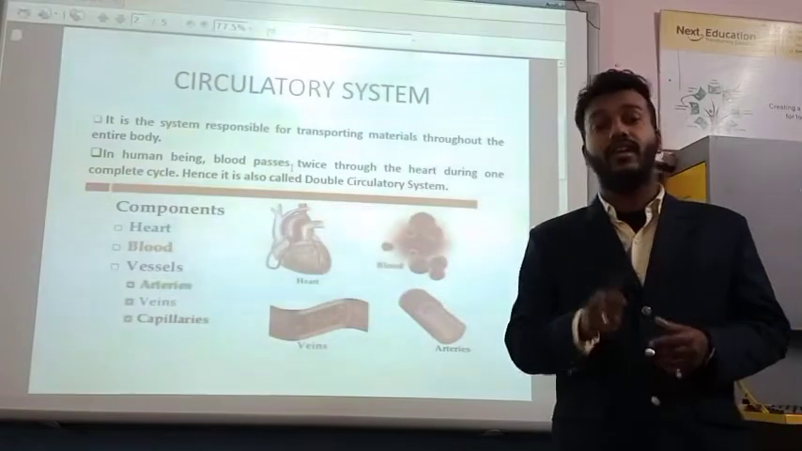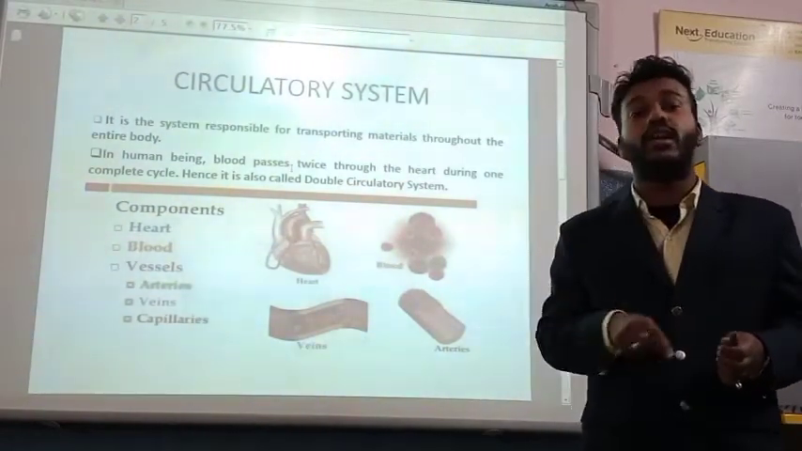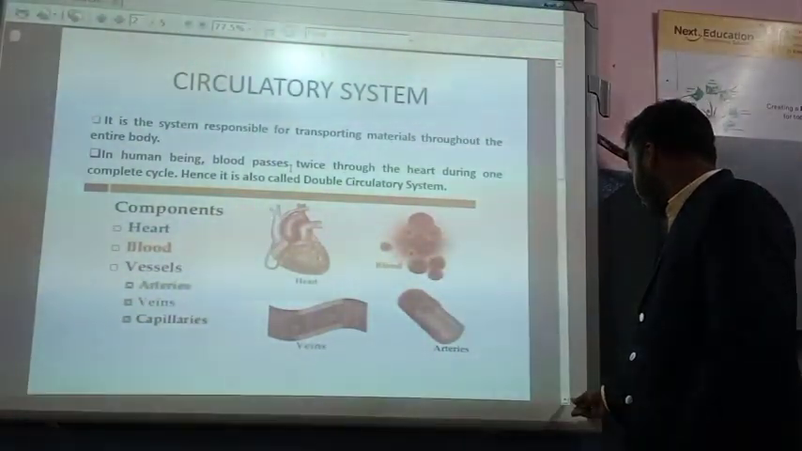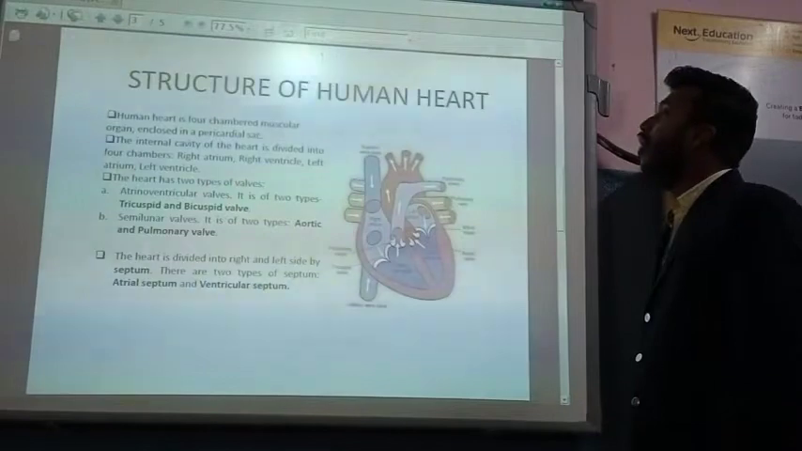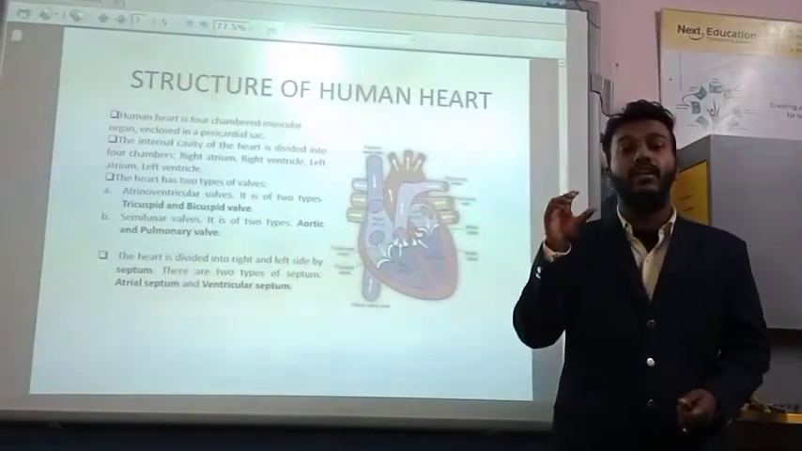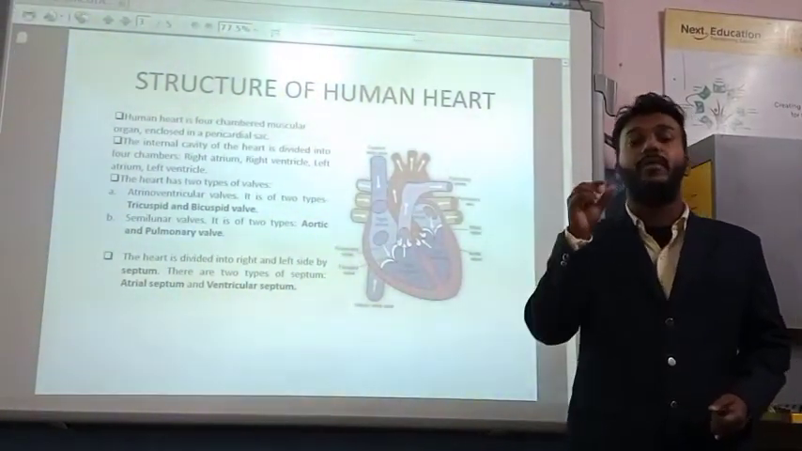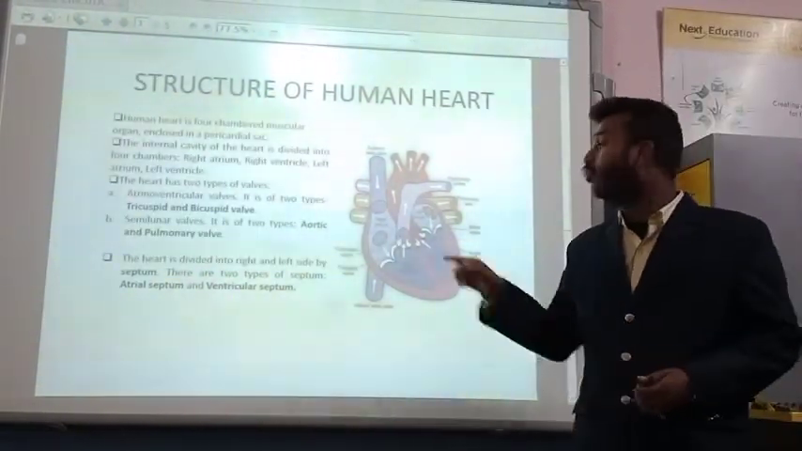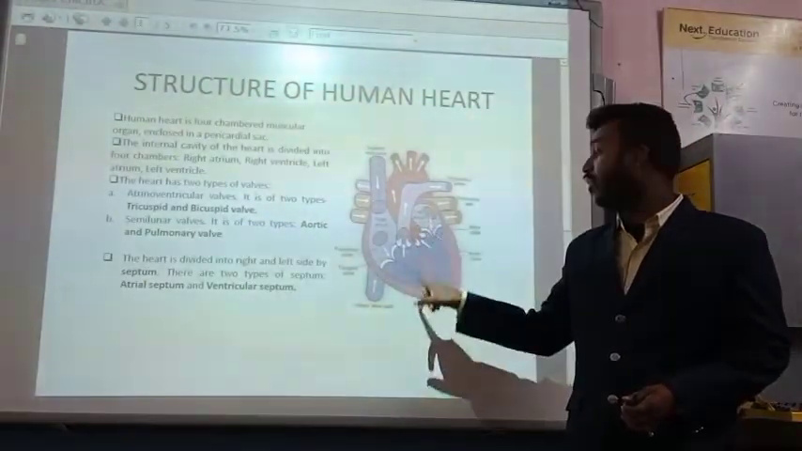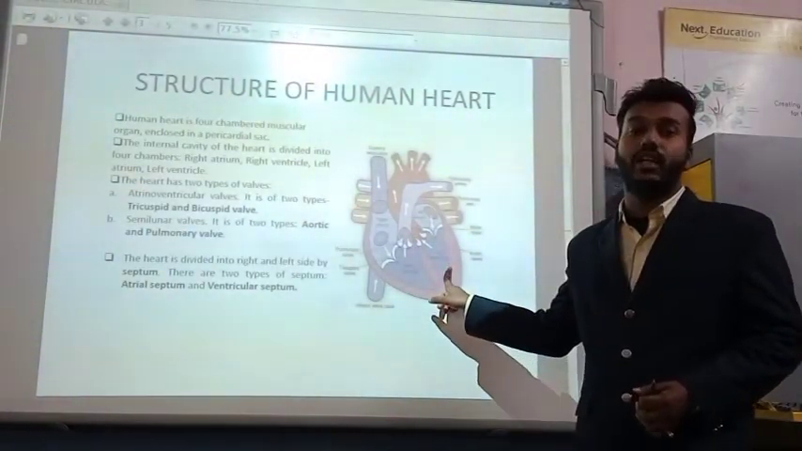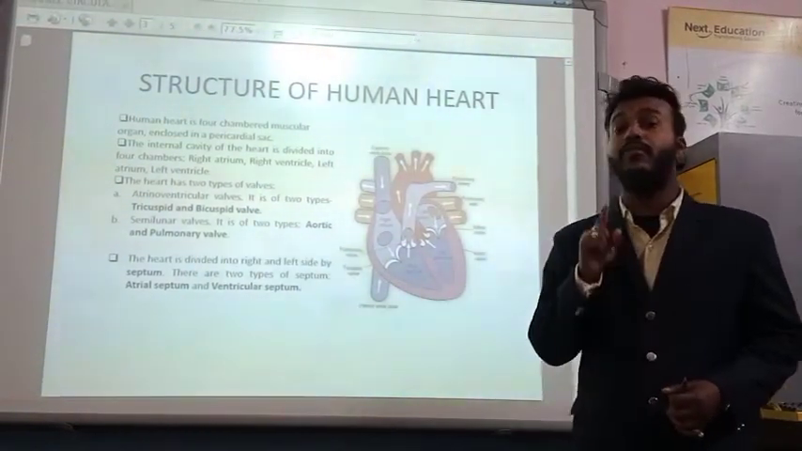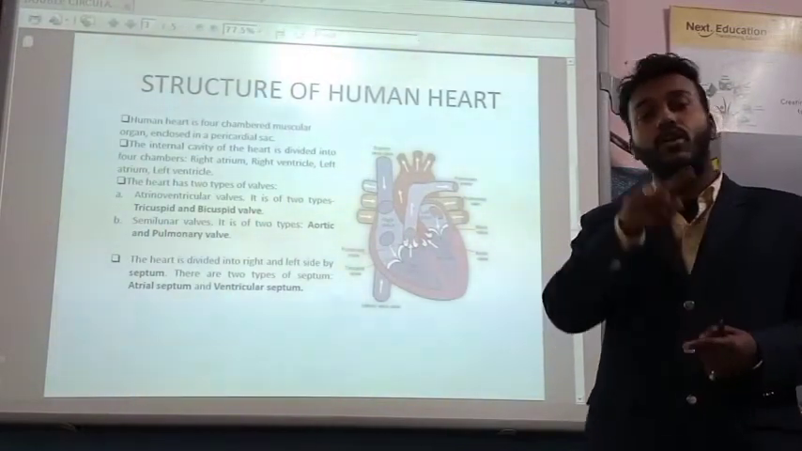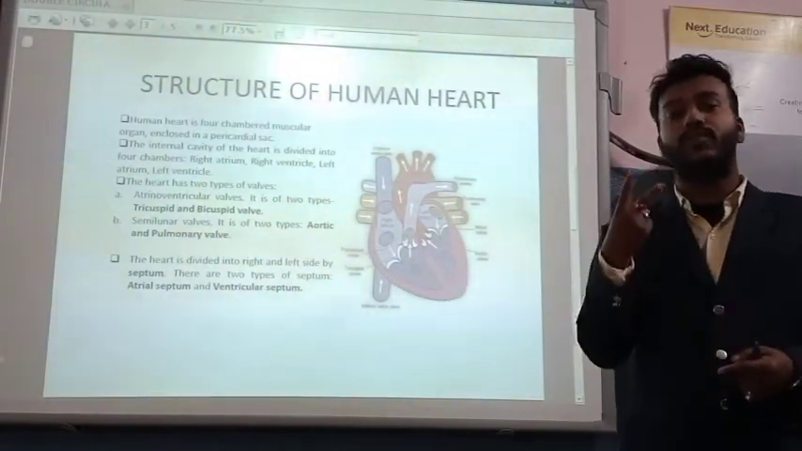Now, before we discuss how blood is actually circulated throughout the heart, we have to know the basic structure of the heart. So let's discuss some basic structure of the heart. As we know, the heart is protected by a double membrane wall that is also known as the pericardium. Now, this heart is four chambered, that is right atrium, left atrium, right ventricle and left ventricle. Besides this, there are some specific valves present in the heart that maintain the unidirectional flow of blood throughout the heart.